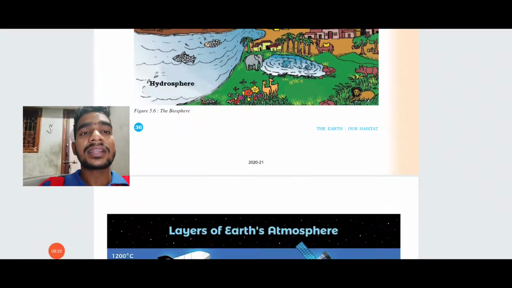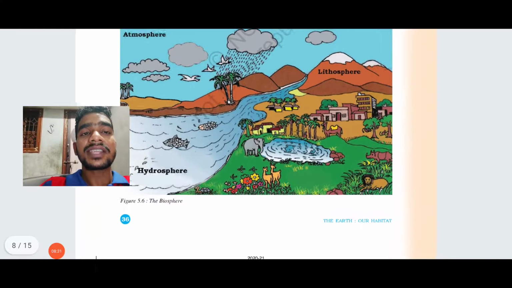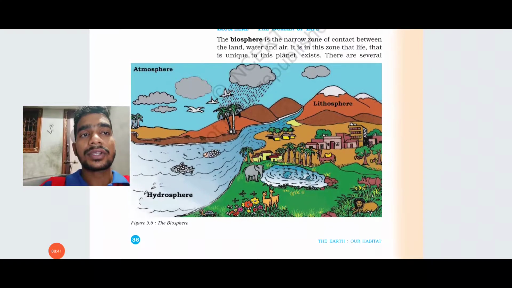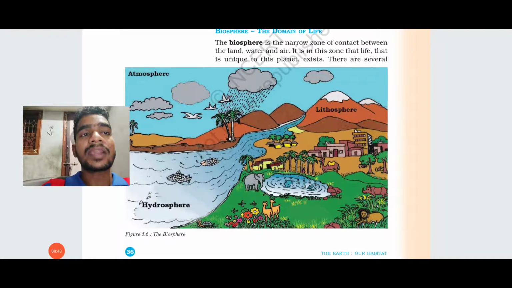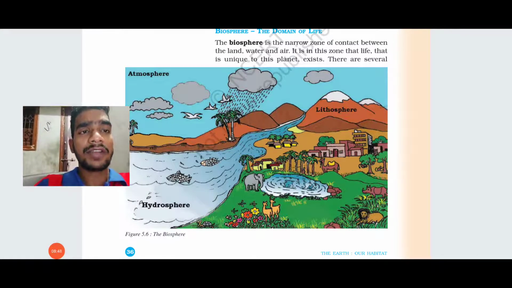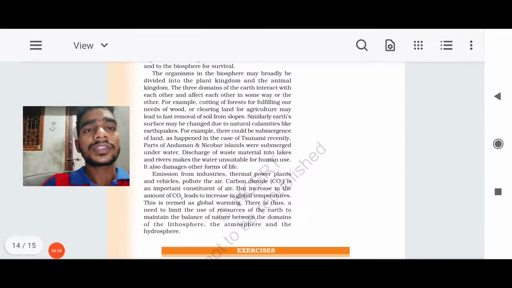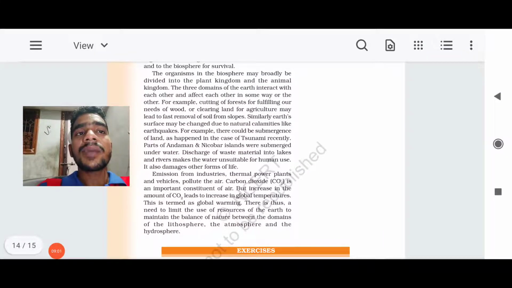There are several things we can see in this picture. You can see hydrosphere, atmosphere and lithosphere all in the one picture. So all this contact makes a biosphere. That is very important for living organisms to survive, because our earth is the only planet where life is possible, because of these three things: atmosphere, hydrosphere and lithosphere. The organisms in the biosphere may be broadly divided into the plant kingdom and the animal kingdom.